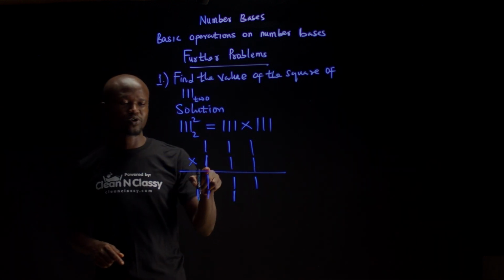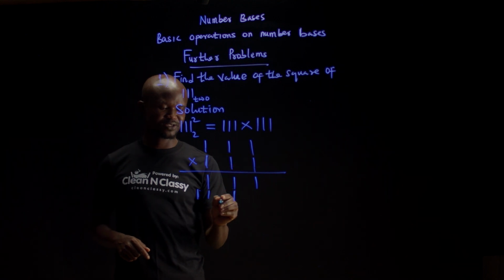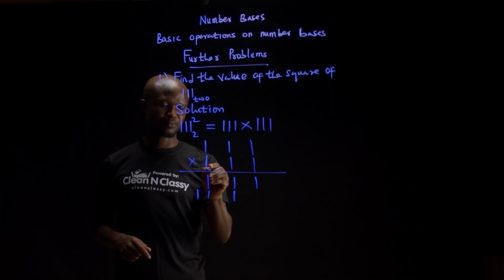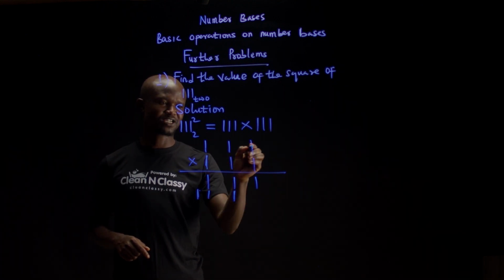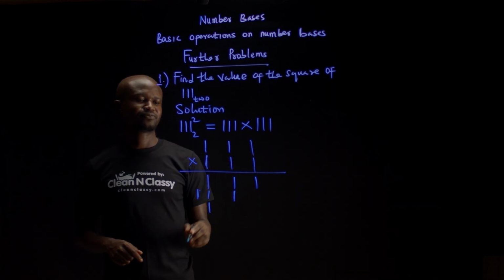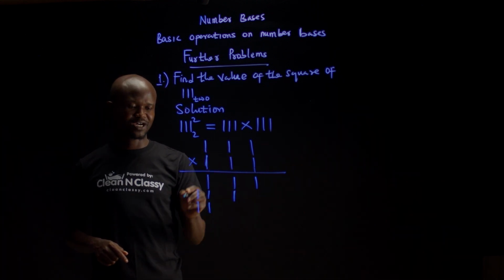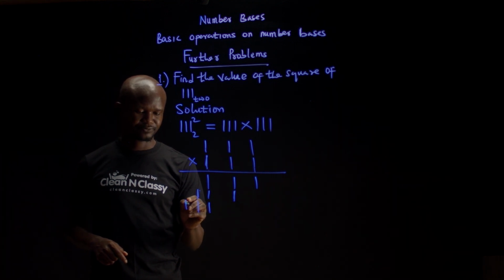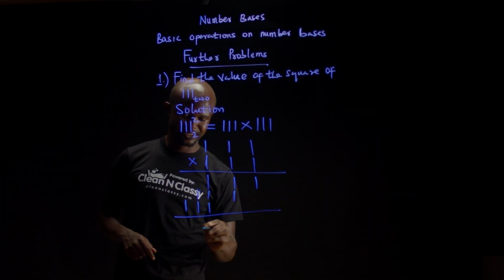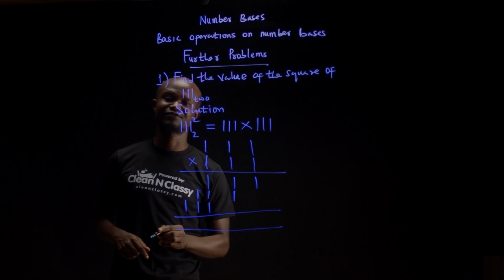Now, the next one, we have 1 here. 1 times 1, what do we have? Look at the position of this. 1 times 1, we have 1. Now, 1 times 1, we have what? 1. Then what do we do? We add. That will give us our final answer.